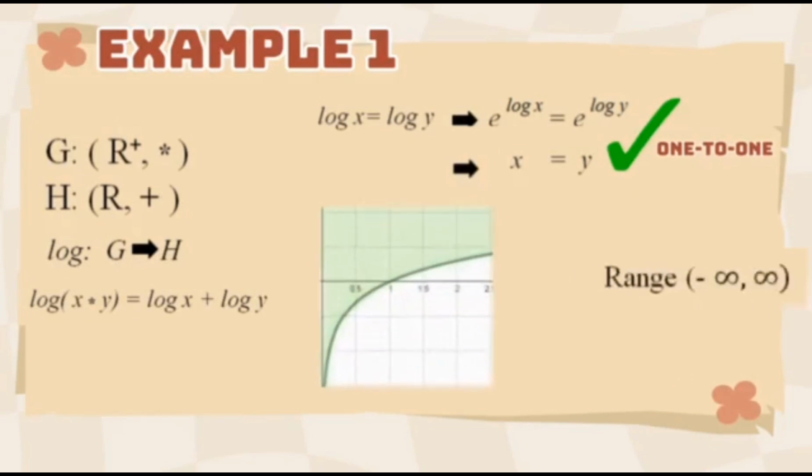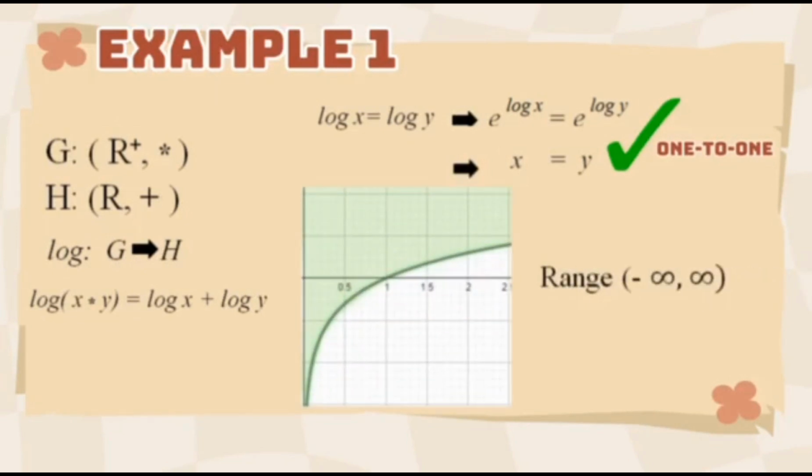Next, the range of the logarithmic function is all real numbers. So, this function is onto. So, in this example, the logarithmic function is a homomorphism and a bijection, which makes it an isomorphism. Thus, these two groups are isomorphic.